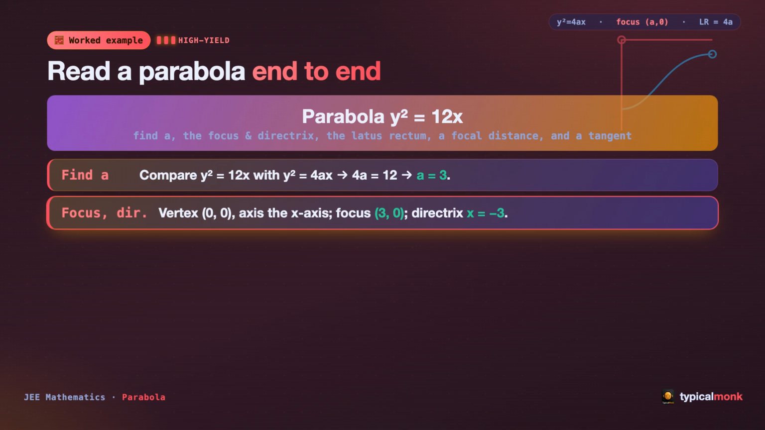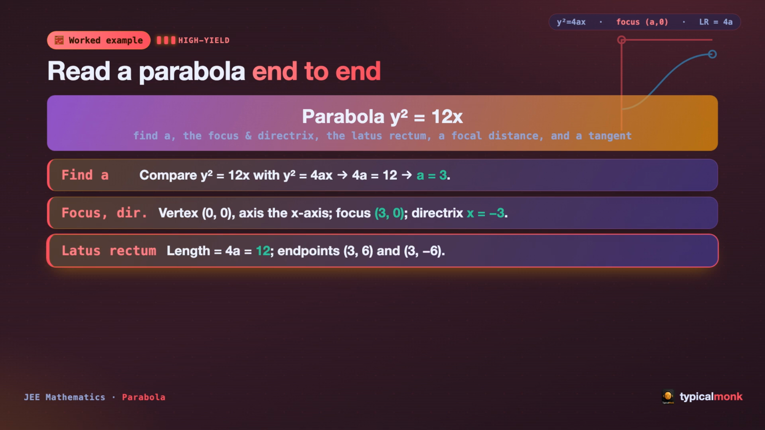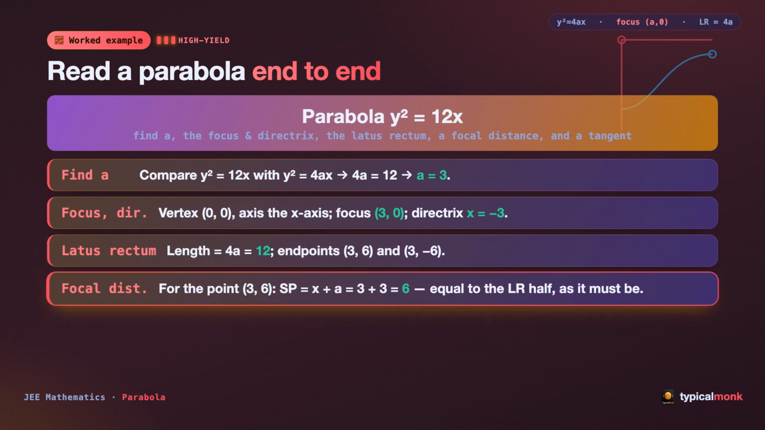The focus and directrix. The vertex is at the origin. The axis is the x-axis, the focus is at 3, 0, and the directrix is the line x equals minus 3. The latus rectum, its length is 4a, which is 12, its endpoints are 3, 6, and 3, minus 6. A focal distance. For the point 3, 6, SP equals x plus a, which is 3 plus 3, equal to 6, the same as the latus rectum half, exactly as it must be.